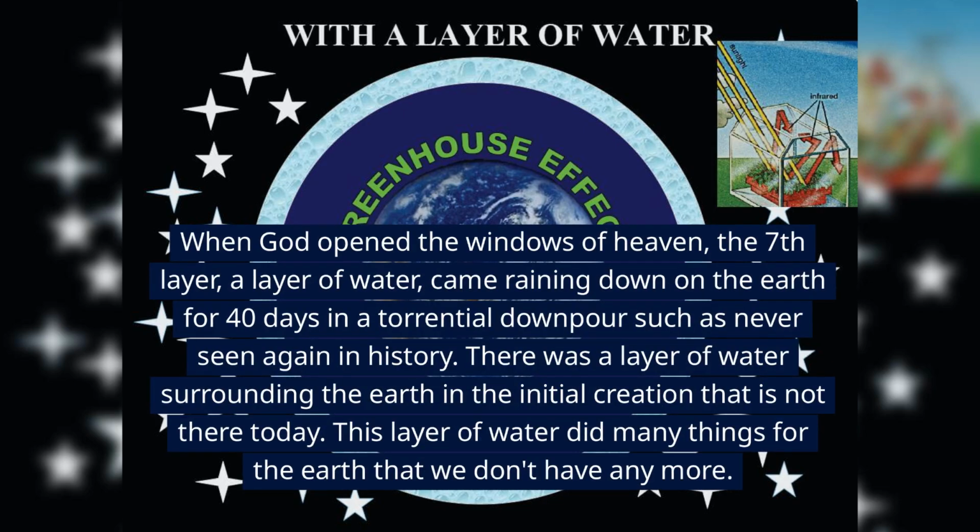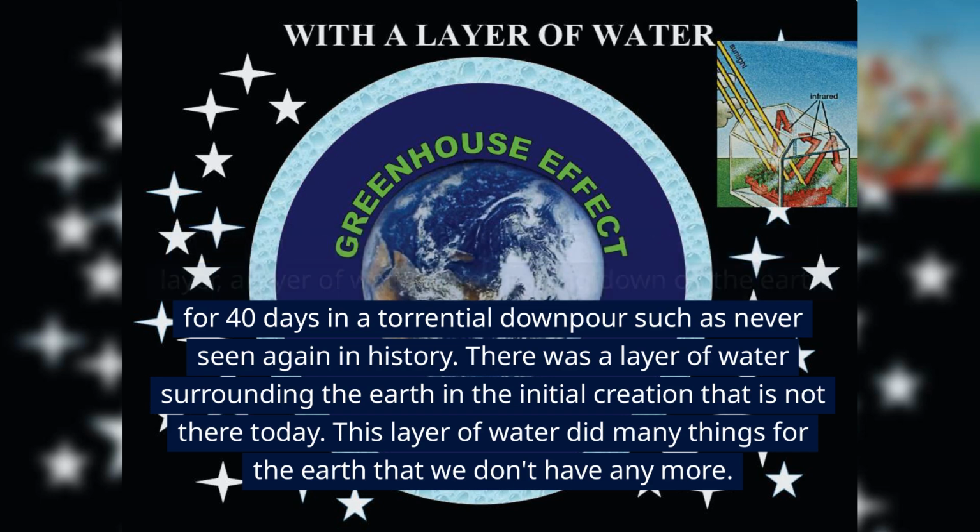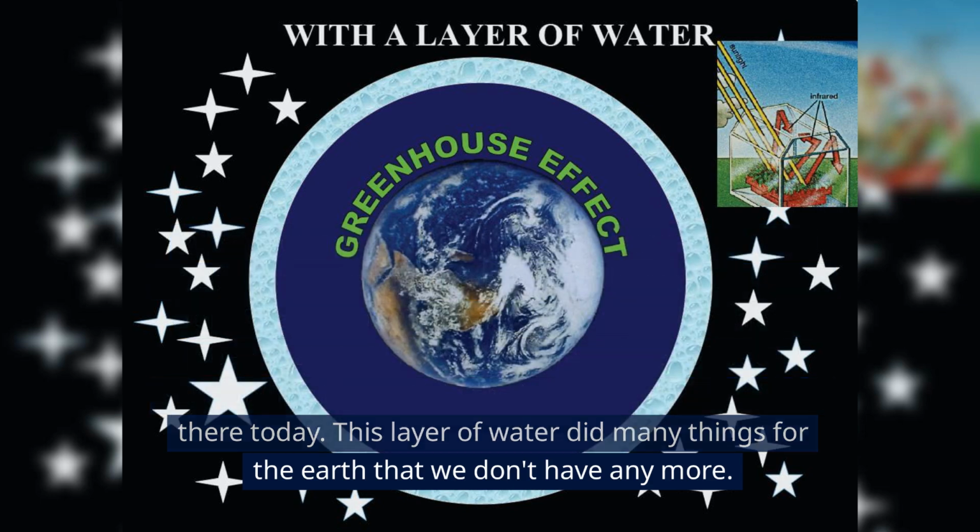When God opened the windows of heaven, the 7th layer, a layer of water, came raining down on the earth for 40 days in a torrential downpour such as never seen again in history. There was a layer of water surrounding the earth in the initial creation that is not there today. This layer of water did many things for the earth that we don't have anymore.